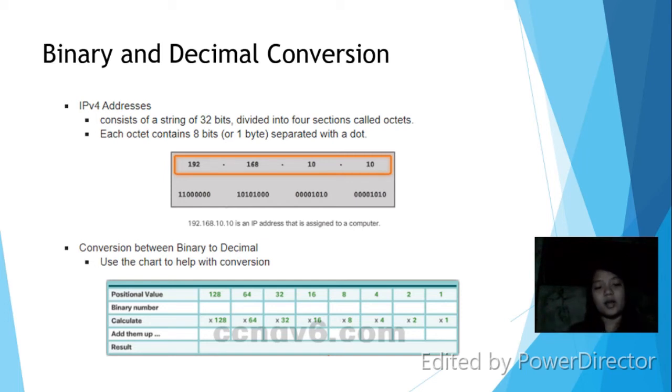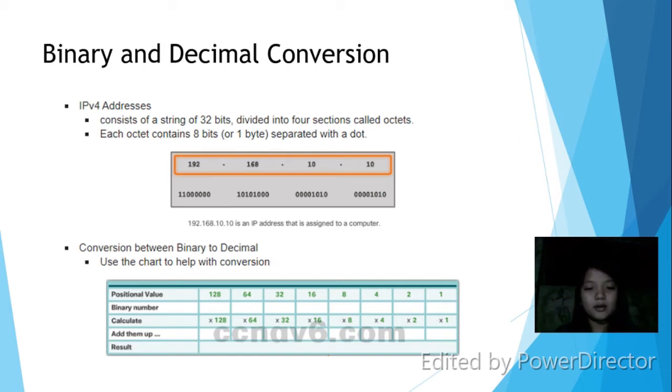Conversion between binary and decimal: use the chart to help with conversion. You have the positional values. Let's start with 10. We will convert decimal 10 into binary. You ask if 10 is greater than or equal to 128. If no, you put 0.